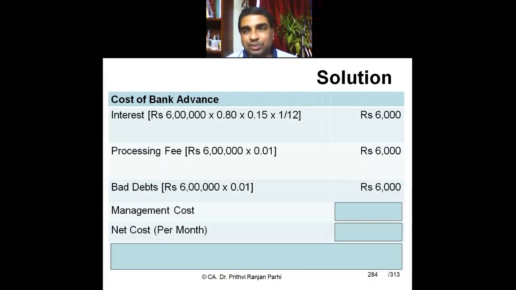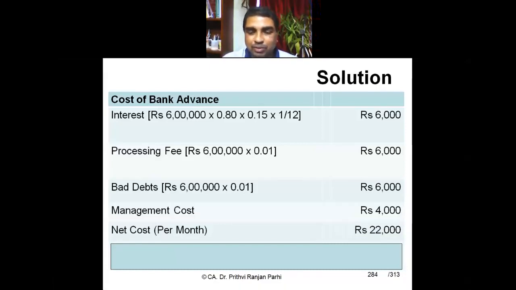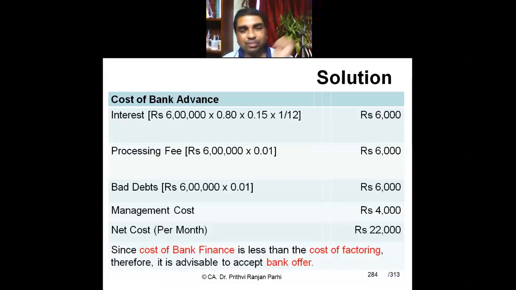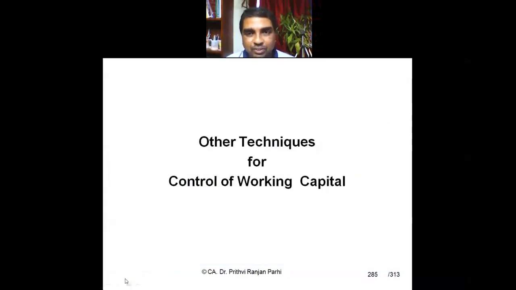Management cost also you have to incur in case of bank finance. It is not factoring. So 4,000 rupees per month, that means 48,000 per annum divided by 12. So the net cost per month is 22,000 for bank finance, and how much was for factoring? I think 24,000 something. 24,800. Yes, sir. So the cost of bank finance is less than the cost of factoring. Therefore, the company should go for bank finance. Is it right? This question you can solve.